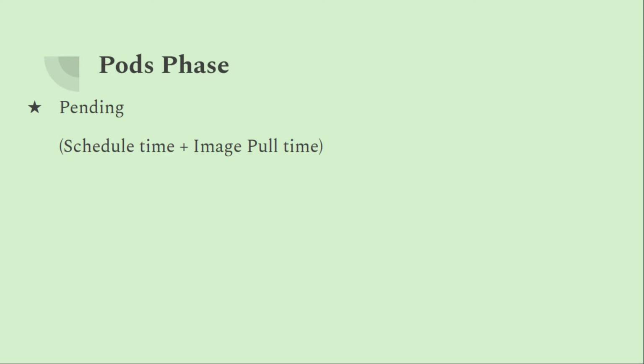So after submitting the definition of your pod, it tries to find a node depending upon different criteria, depending upon the resource which is mentioned for a pod. And once it meets the criteria, the pod gets bound to a node. After binding to a node, it starts pulling the image which is defined in that pod spec. So this total time the pod is in pending phase. And after your image is pulled, your container starts. So if at least one of your containers inside the pod is in running state, your pod is in running state.